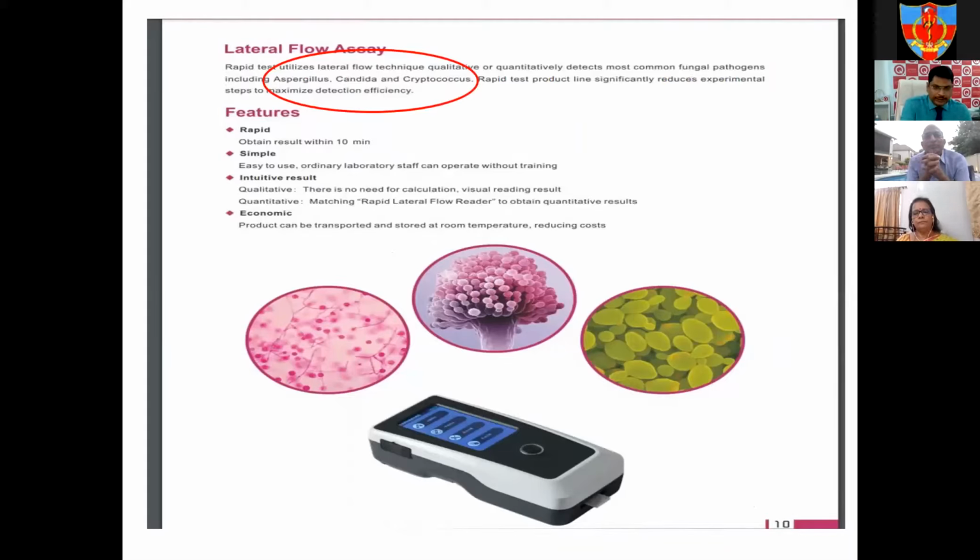in ICU settings. These lateral flow assays are available for detection of Candida, Aspergillus, and even Cryptococcus. Cryptococcus may not be relevant in the COVID context, but for Aspergillus and Candida you have this quick test, and with this kind of instrumentation we can densitometrically evaluate the quantity of that kind of antigenemia.